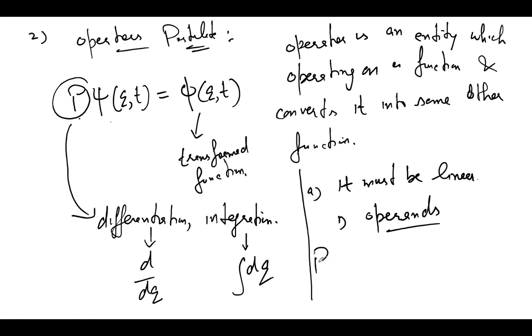So if I apply this operator p on these u operands, it can be pu plus p delta v, where p is the eigenvalue of this operator small p. For an arbitrary constant, if I apply this operator to a constant, it remains as it is.